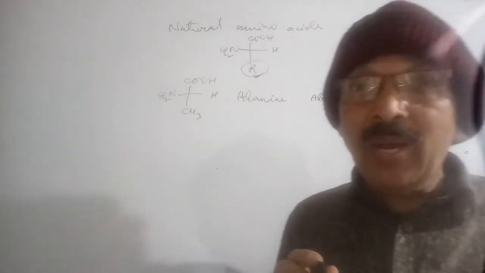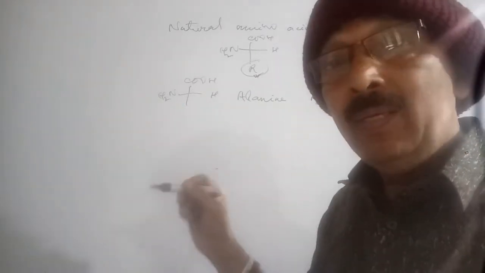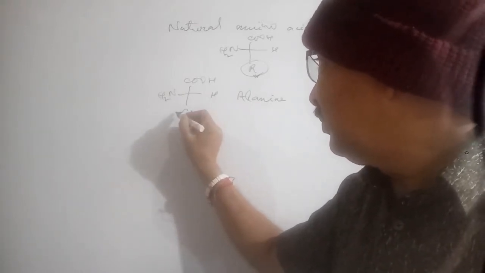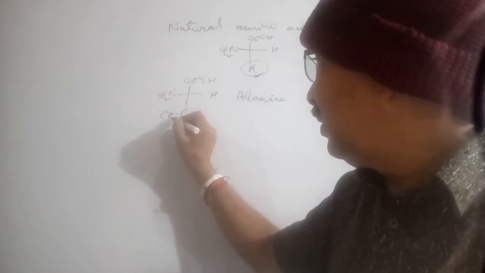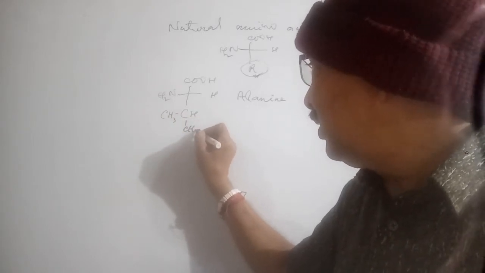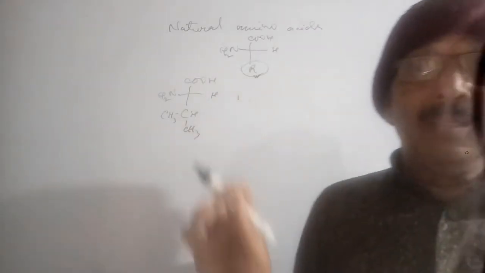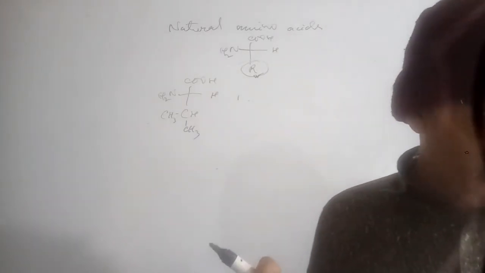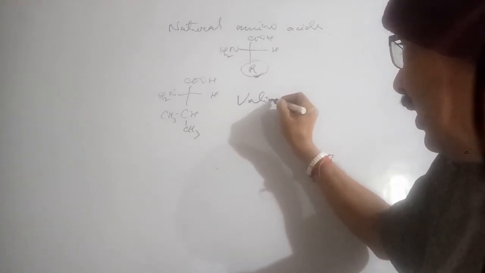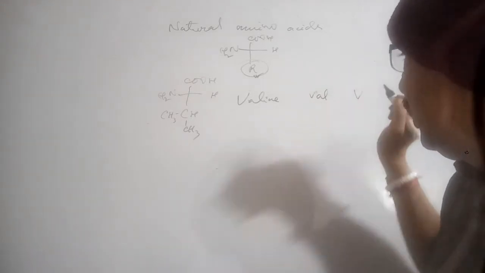If it is an isopropyl group, CH, CH3, CH3, isopropyl, then the name of the compound is valine. Symbol is VAL and code is V.